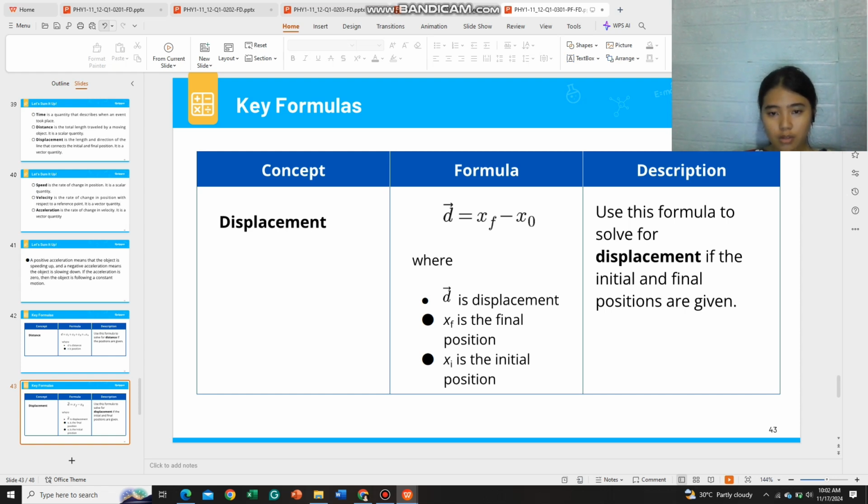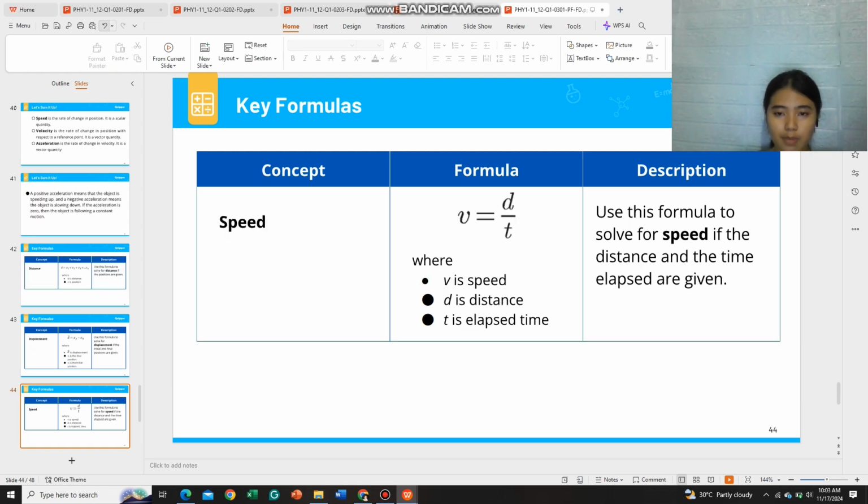Concept, formula, descriptions, and distance niya. Kana yung formula katong add-add kay magamit na siya kung mangita sa distance. Then, ang displacement niya, that is the formula. Gamiton siya if ang initial and final point positions are given. Siya formula sa pag-solve sa displacement.